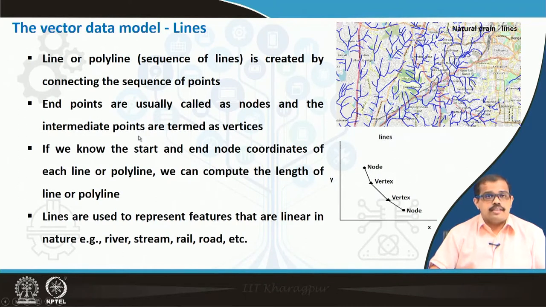If we know the start and the end node coordinates of each line or a polyline, we can compute the length of a polyline. Which means if you want to compute the length of a road, then you should know what is a starting point, the two nodes, that is start node and an end node. Then lines are used to represent features that are more linear in nature. For example, it may be a river, it may be stream, rail, road, all of these features. So, any features that has number of points that are connecting in a certain fashion from a start node to the end node, then it becomes a feature of a line.